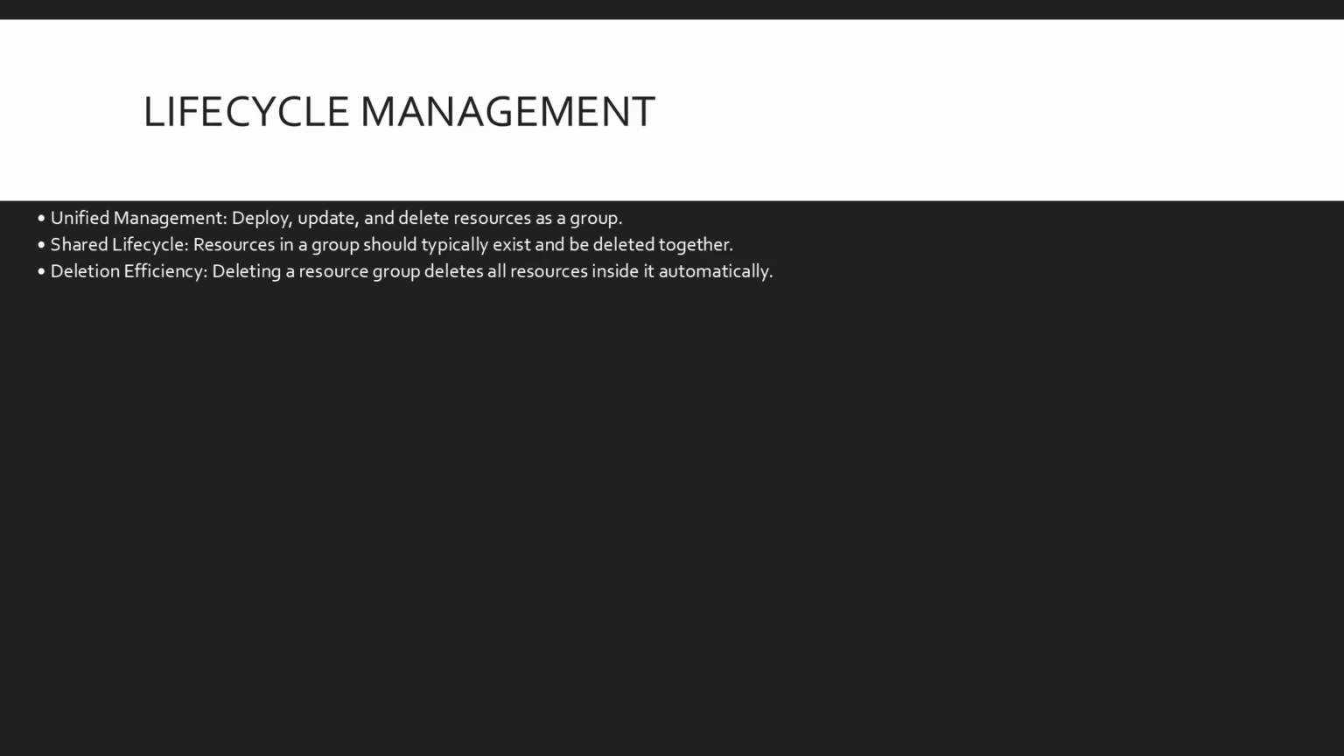The primary purpose of the resource group hierarchy is lifecycle management. You should generally add resources that share the same lifecycle to the same resource group so you can easily deploy, update, and delete them as a group. For example, if you have a web application that relies on a database and a virtual network, putting them in the same group allows you to decommission the entire solution by simply deleting the resource group. This prevents orphaned resources from lingering in your subscription and accruing costs after the main application has been removed.